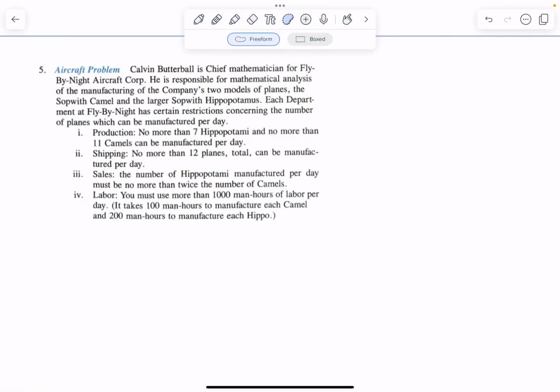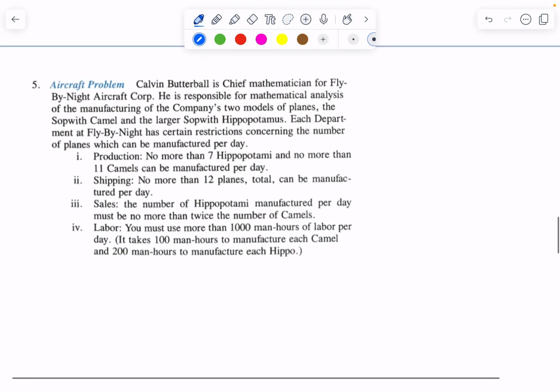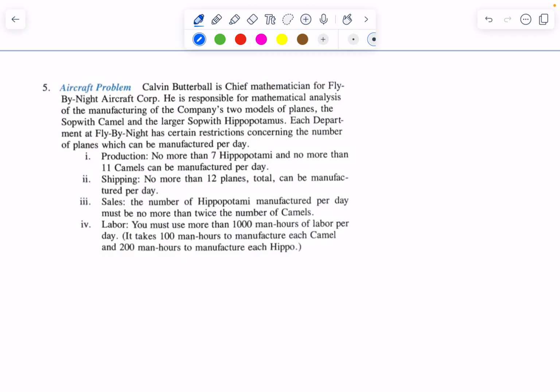All right, guys, let's do this last problem. This is a lot shorter than the vitamin problem. So you're making some planes, okay? So let's say x equals number of camels per day. Okay, y equals number of hippos per day. And then you gotta be careful because they switch the order.